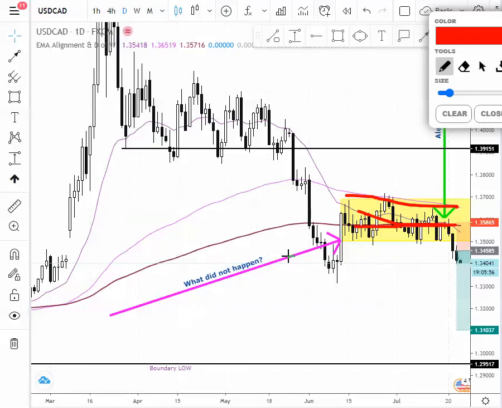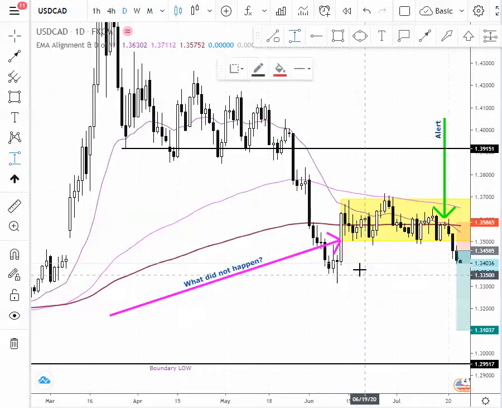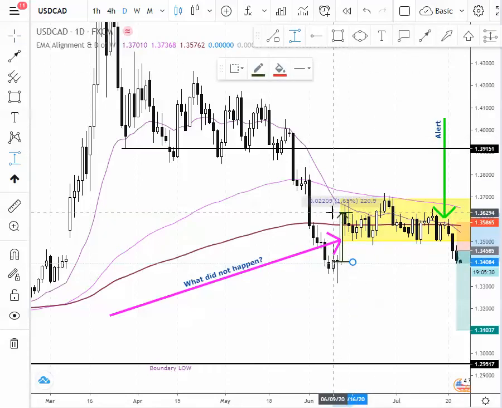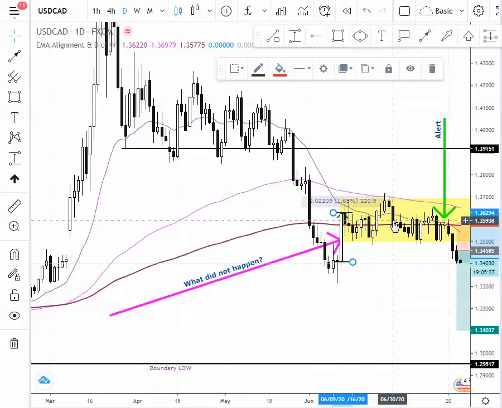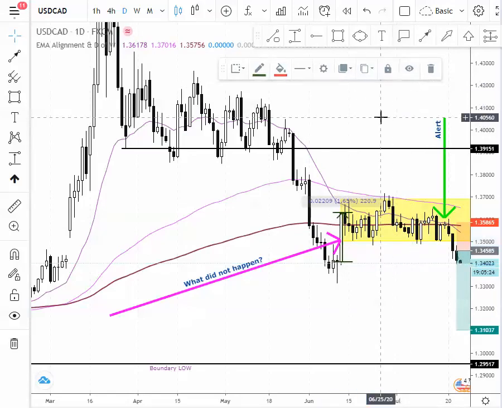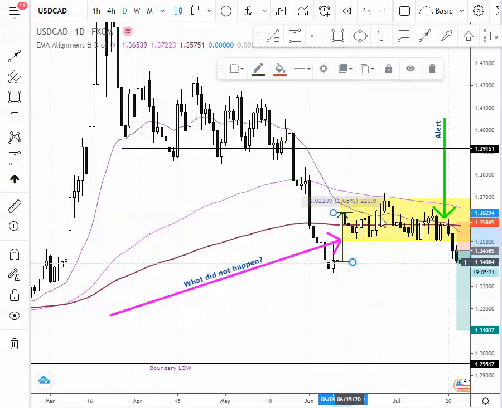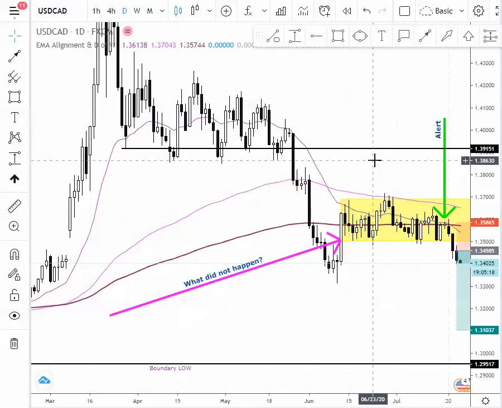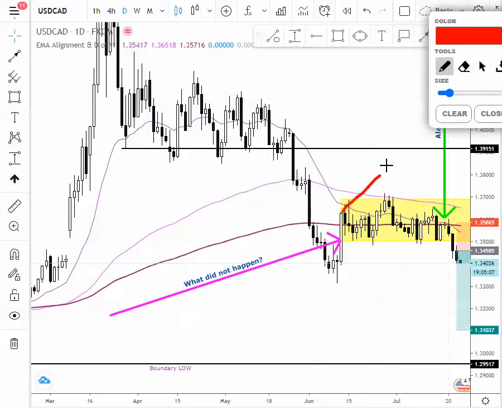Next part that gave me the signal to go short is what I call what did not happen. Now this bar here is a strong up bullish bar. We could see it open and then move aggressively to the upside. That was a 220 pip move. Now typically a strong aggressive bar like that should have continued price further up.